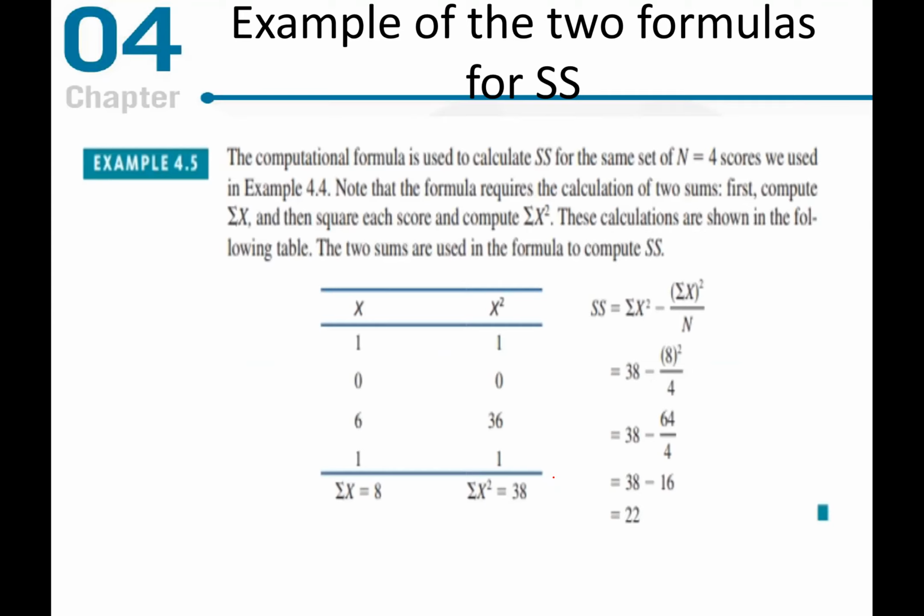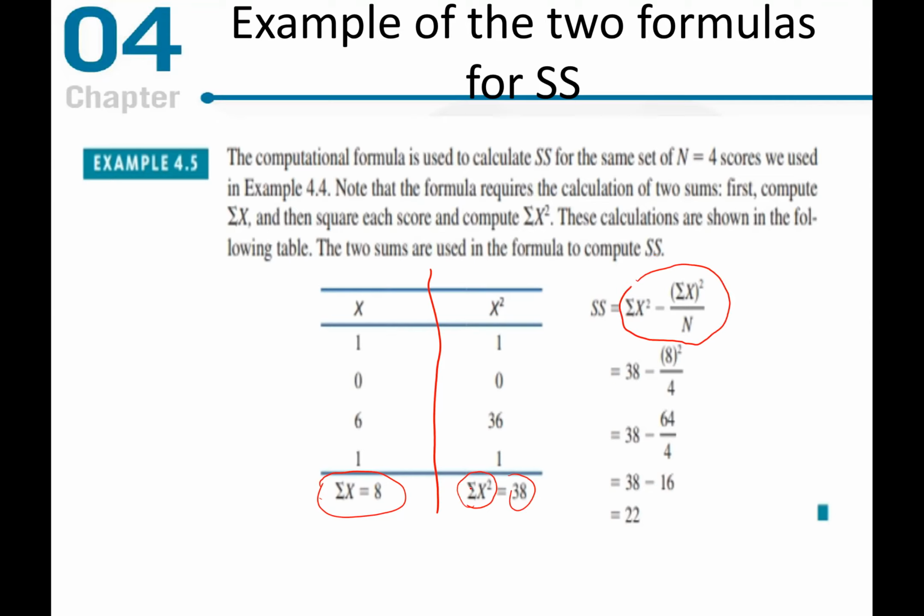In the computational formula, it's best that we organize it this way. So you're going to make 2 columns, right? One is going to be just the X scores, and we're going to add up the X scores. So 1 plus 0 plus 6 plus 1 gives us 8. And then we're also going to square those X scores. So 1 squared is 1, 0 squared is 0, 6 squared is 36, 1 squared is 1, and we're going to add those up to give us the sum of the X scores squared. So that gives us 38. And then we're just going to plug it into this equation right here.